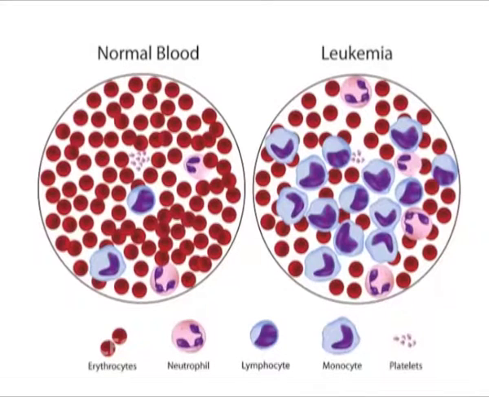Leukemia. It is also a form of blood cancer in which a WBC becomes malignant and multiplies inside bone marrow. Leukemia may be acute or chronic. Chemotherapy and or stem cell transplantation can be used to treat leukemia.